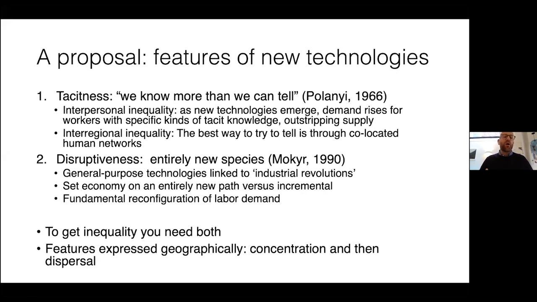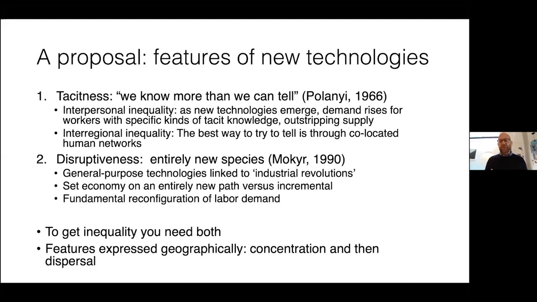And you can see that to get inequality, it seems that you need both of these things, in the sense that there are many things that are going to be tacit, but are not necessarily highly valuable in the economy. And equally, there could be things that are disruptive, but if they are not very tacit, well, then that disruptiveness can be channeled directly into automation.